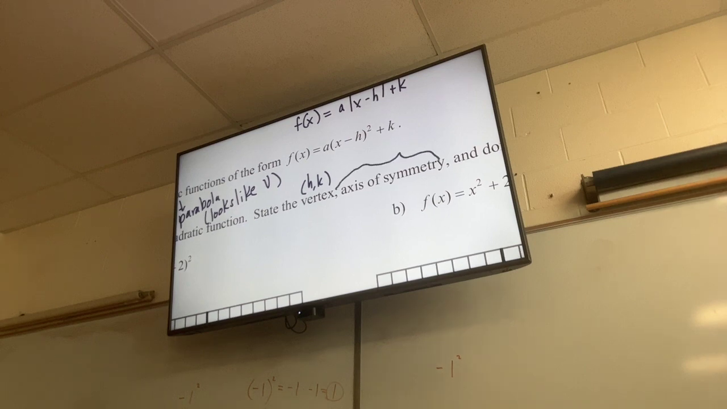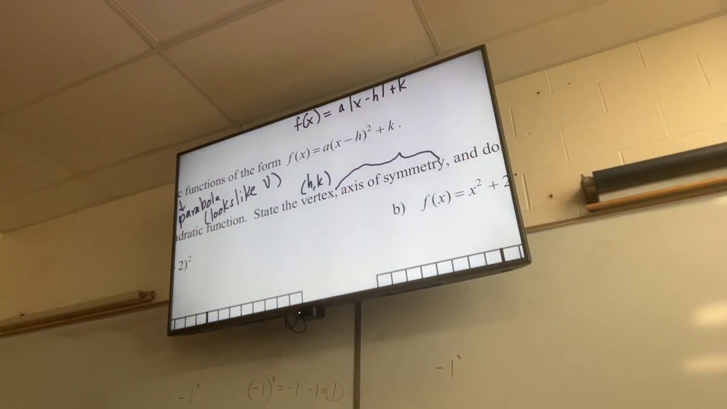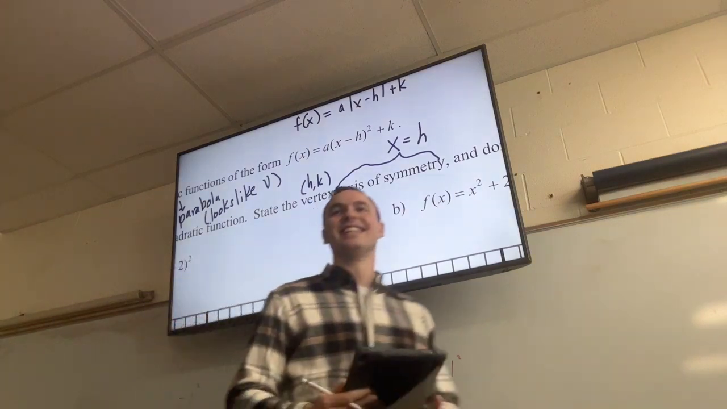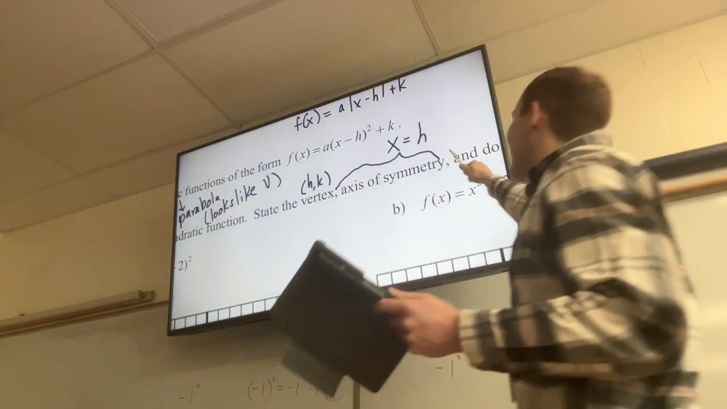The axis of symmetry is going to be x equals h. Write that down. Axis of symmetry, x equals h, okay?